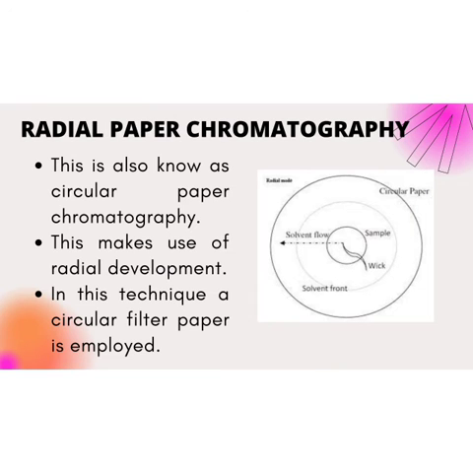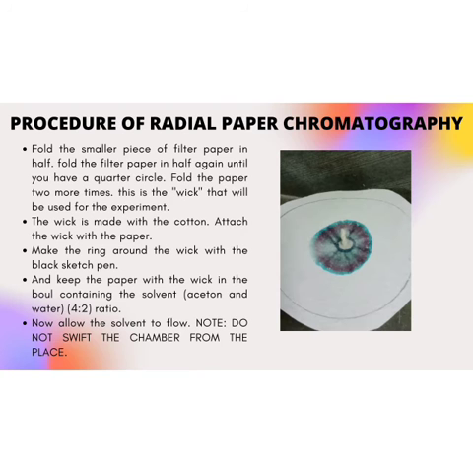Now we'll see radial paper chromatography. Radial paper chromatography is also known as circular paper chromatography. This makes use of radial development of the dye which we have used. In this technique, a circular filter paper is employed. So the procedure of radial paper chromatography.